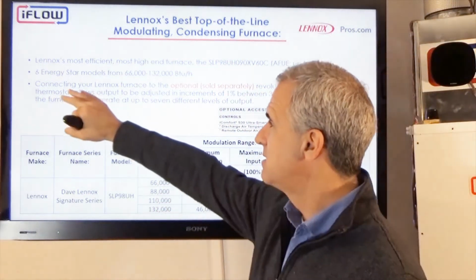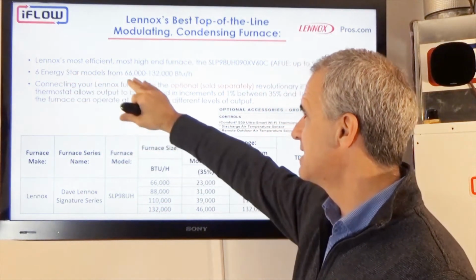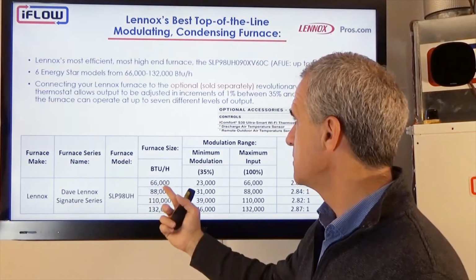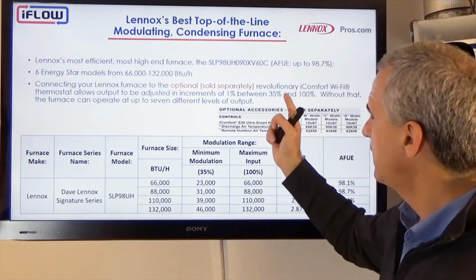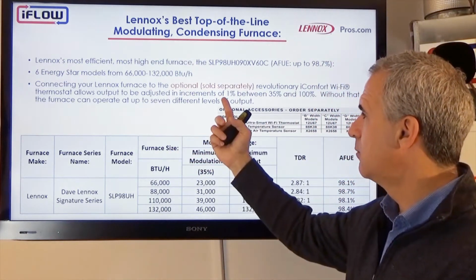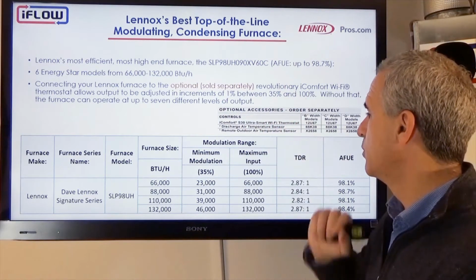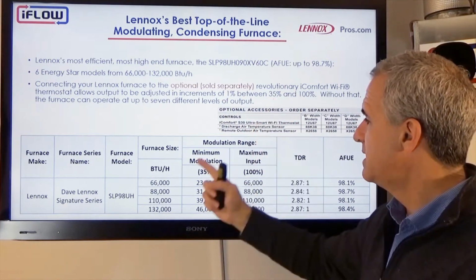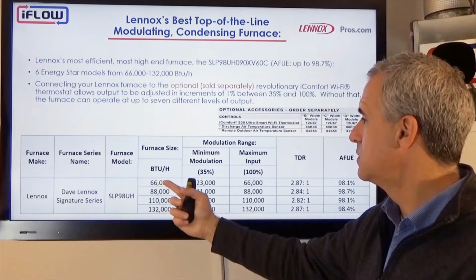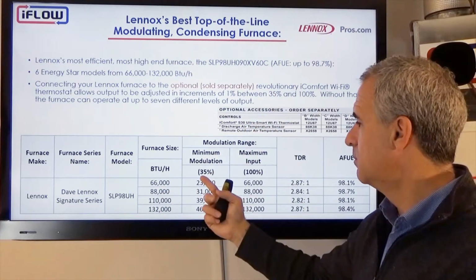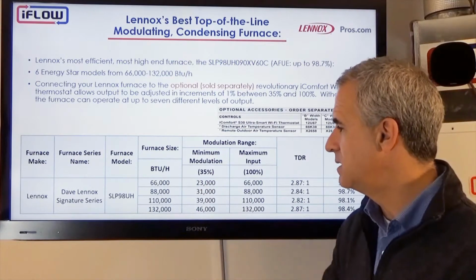There are 6 Energy Star models starting at 66,000 BTUs. So I looked at the 66,000 BTU model. It can modulate again in 1% increments, so very similar to the Carrier, but between 35 and 100%. So we take the 66,000 BTUs, multiplied by 35% to get the minimum, and we get 23,000 BTUs.